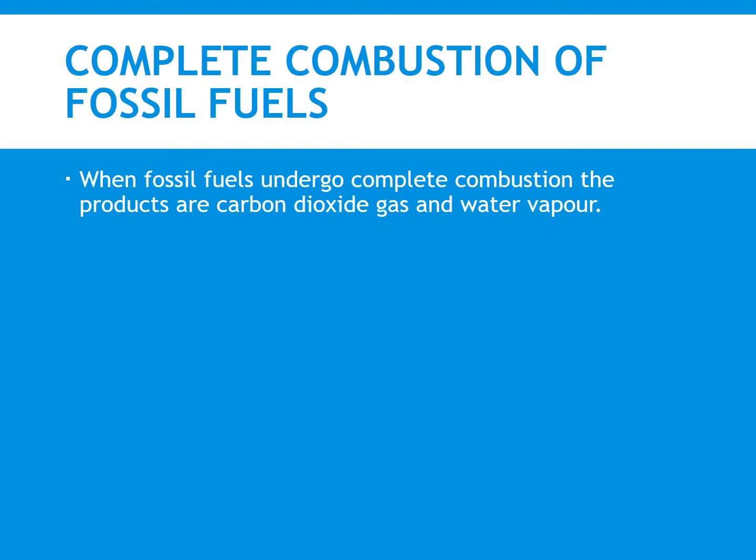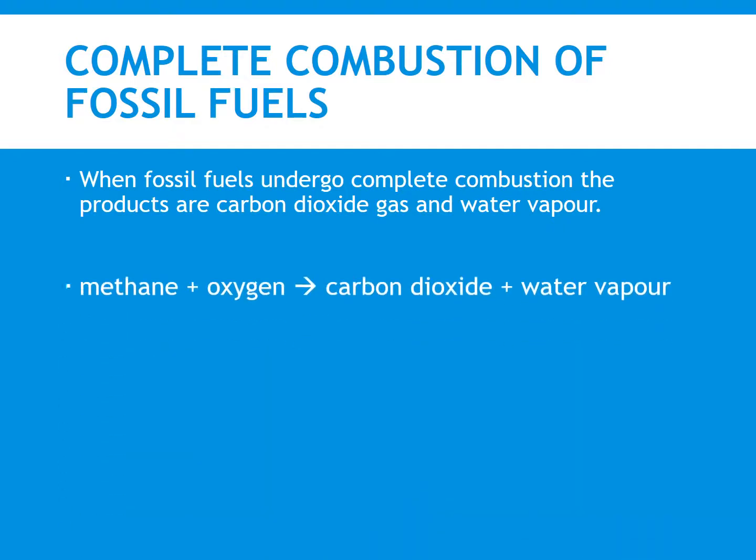When fossil fuels undergo complete combustion, the products are always carbon dioxide and water vapour. So, as an example, when you light the Bunsen burner at school and the methane gas mixes and combines with oxygen in the air, we get carbon dioxide forming and water vapour, or gaseous water.